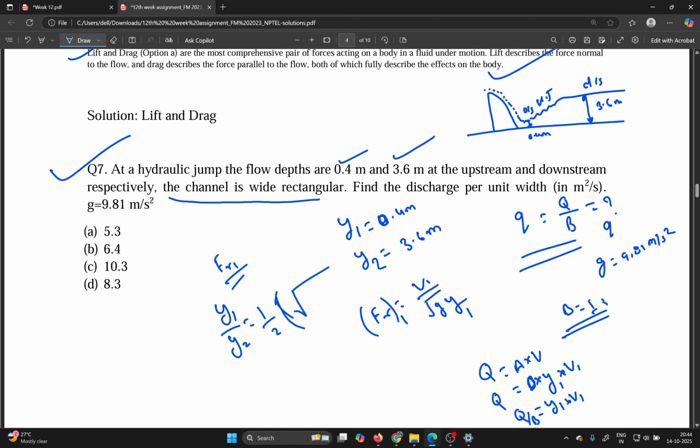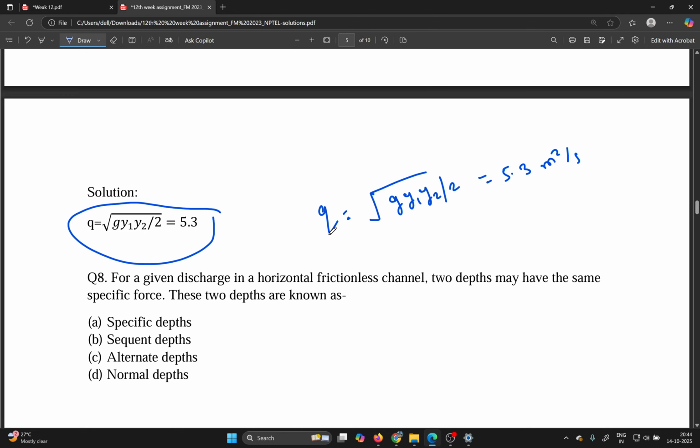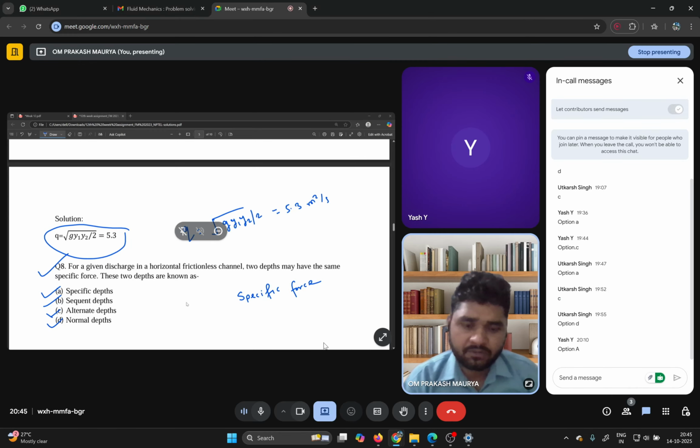We have another question based on this, and at that place I'll explain it. So without delaying, let us move on to the next question, question number 8. For a given discharge in a horizontal frictionless channel, two depths may have the same specific force. Remember, the question is talking about specific force. These two depths are known as specific depth, second depth, alternate depth, or normal depth. Please think on that and write your answer; you can take 1 or 2 minutes for this question.